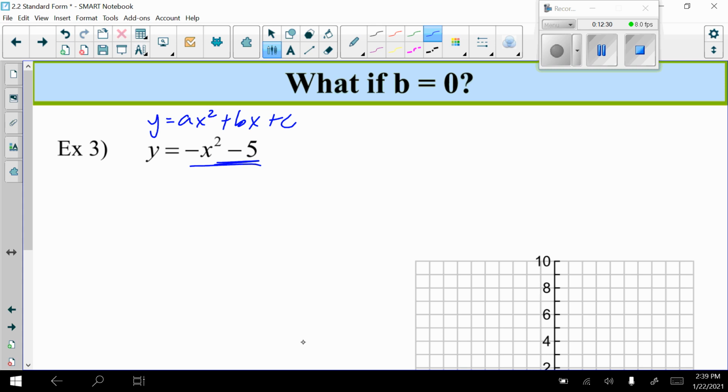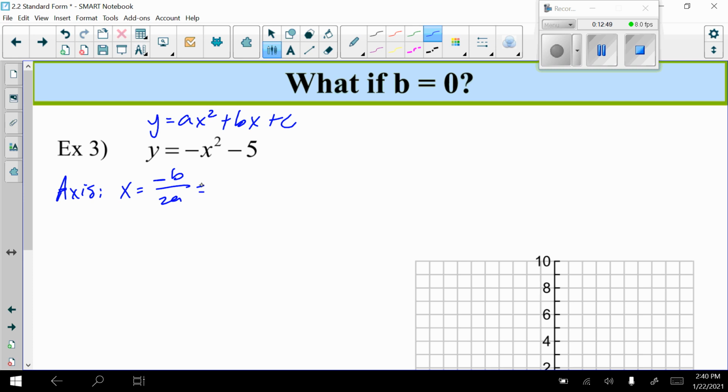If that's the case, don't freak out. Everything is exactly the same. So let's just approach this the same way we approached the last one. Let's find the axis of symmetry first. Remember, that's the equation x equals negative b over 2a.